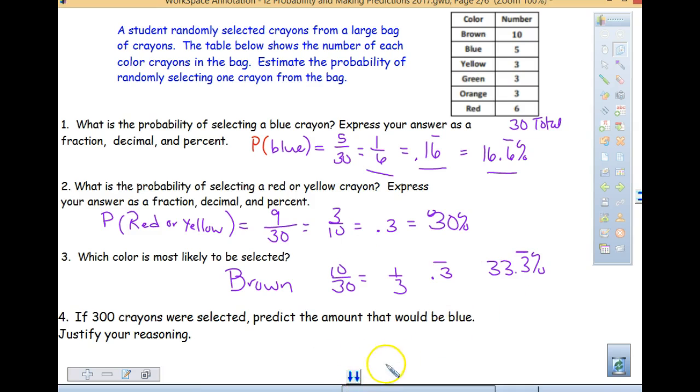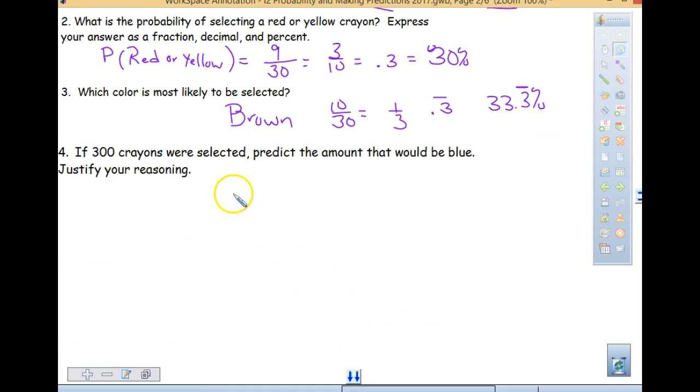So right now, I want you to look at this next one. So now we're kind of going back and using some of our proportions is one way of thinking about this. So 300 crayons are selected. Predict the amount that would be blue. So we knew that it was 5 out of 30. That was our blue, right? At the beginning. And we're trying to say if we would have had 300 crayons. So I'm taking 30 times what as I look at that?